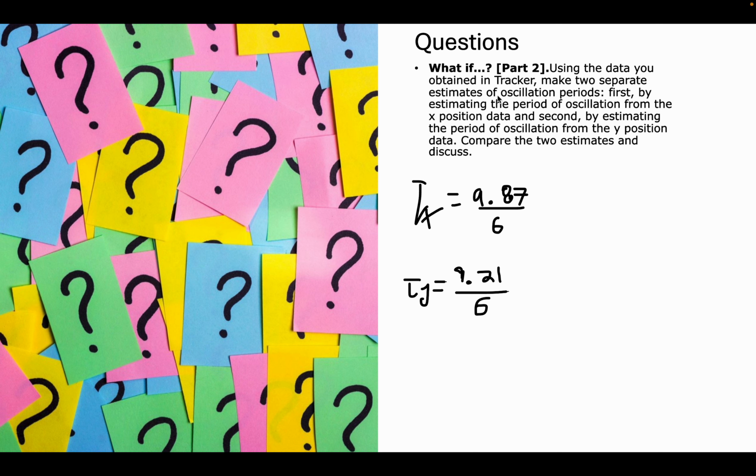What about using the data? Basically, compare our periods via x position and then via y. They are different. You can see the x one is a bit bigger. I'm not sure why, but it's kind of strange. Maybe it's part of error as well.